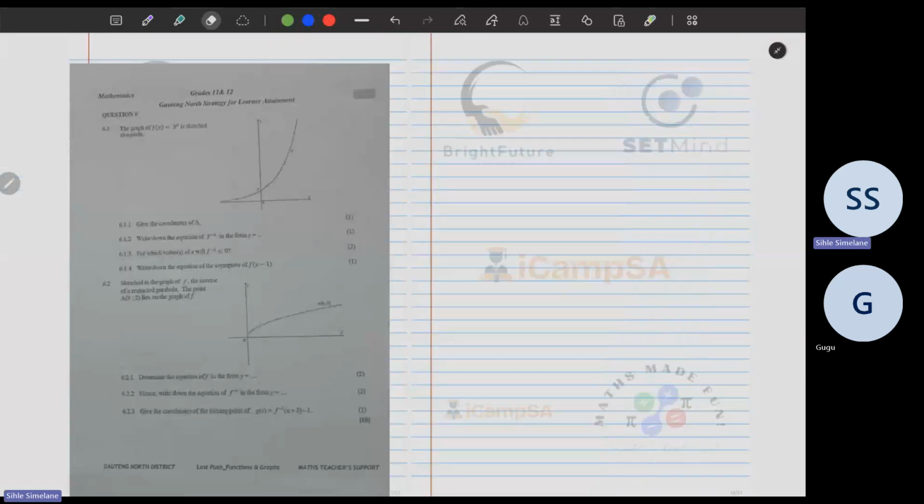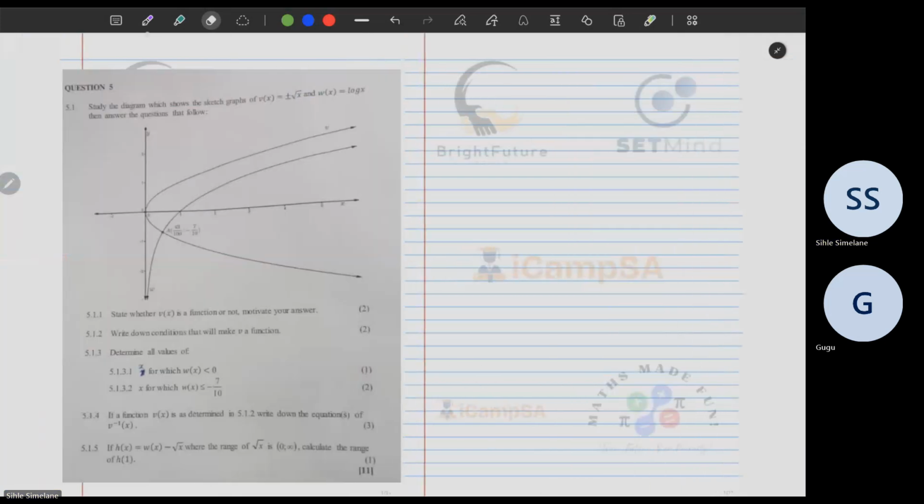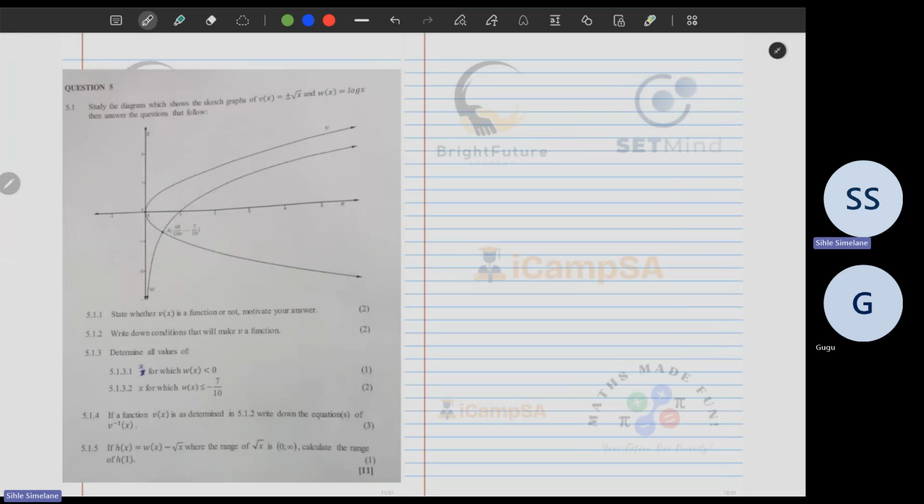Let me see, there was another one. Okay? Let's have a look at this one. Let's quickly have a read. 5.5, study the diagram which shows the sketches of v of x equals plus or minus square root of x, and w of x equals log of x. State whether v of x is a function or not. So what do you think of this one here?